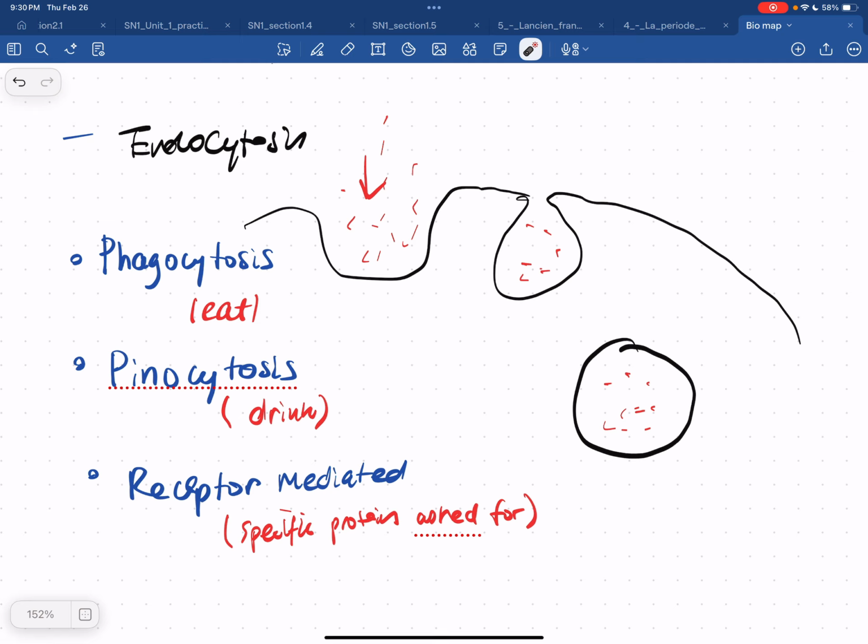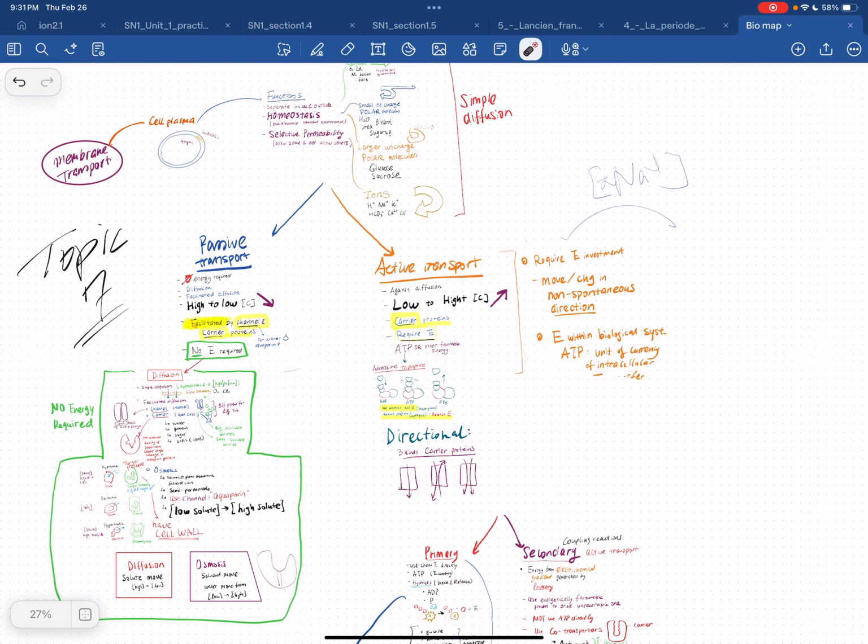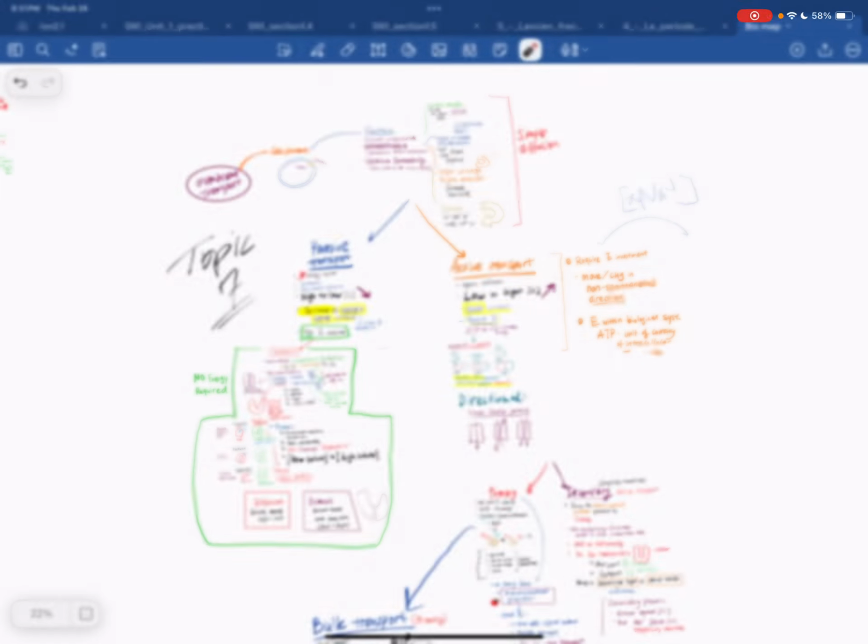It's a highly selective, energy-dependent mechanism where the cell internalizes specific macromolecules such as hormones, proteins, and nutrients, binding them to surface receptors. The process involves ligand-receptor binding and clustering. Anyways, it's a very specific case. Okay, and that is everything. Okay.